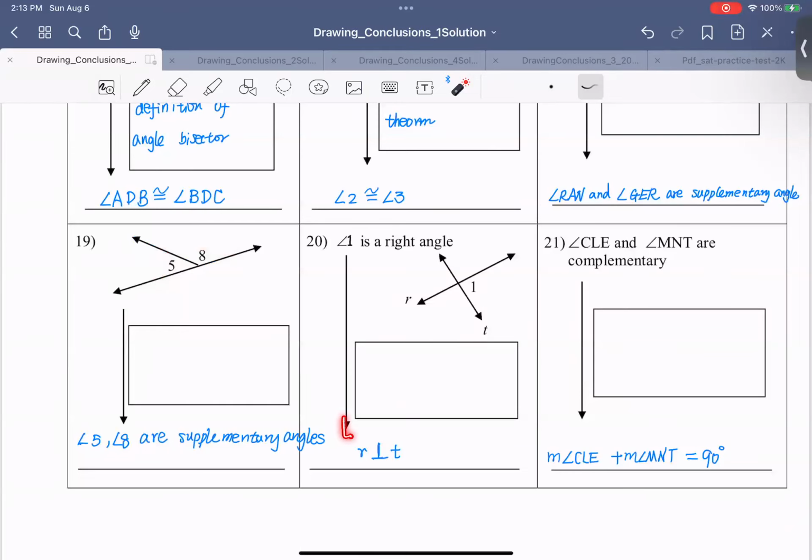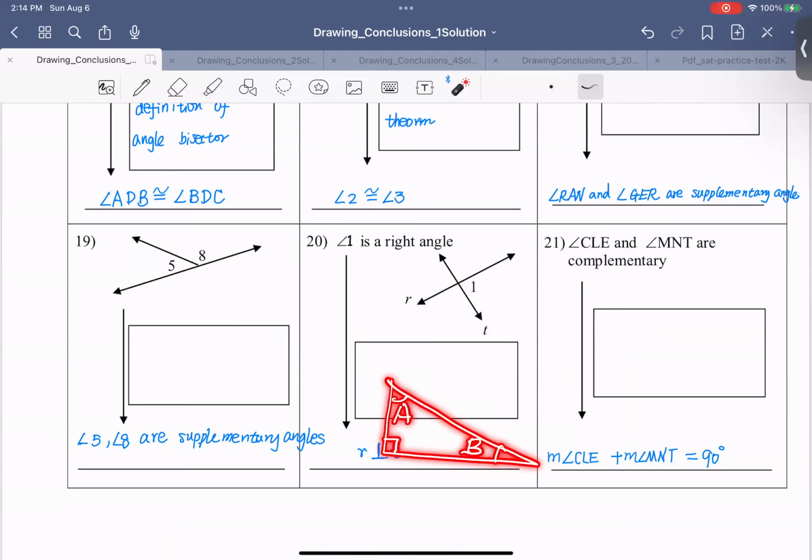If we are doing that direction, we say that. If we are doing this direction, we can say right angles are formed from perpendicular lines. Yes, we can say that. And how about this one? Two here? We can say definition of complementary angle. Very good.